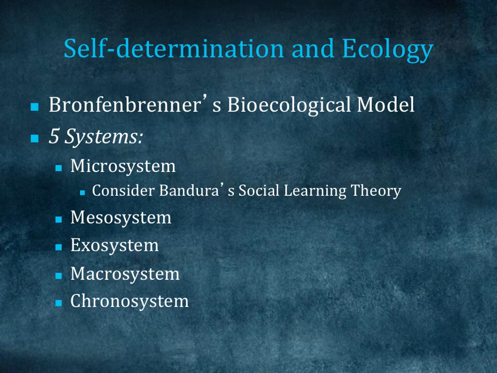In Unit 1, we talked about Bronfenbrenner's ecological model, so I'm not going to repeat that here. But if you've forgotten, please make sure you refer to Unit 1 notes. But it basically focuses on the microsystem, mesosystem, exosystem, and macrosystem.